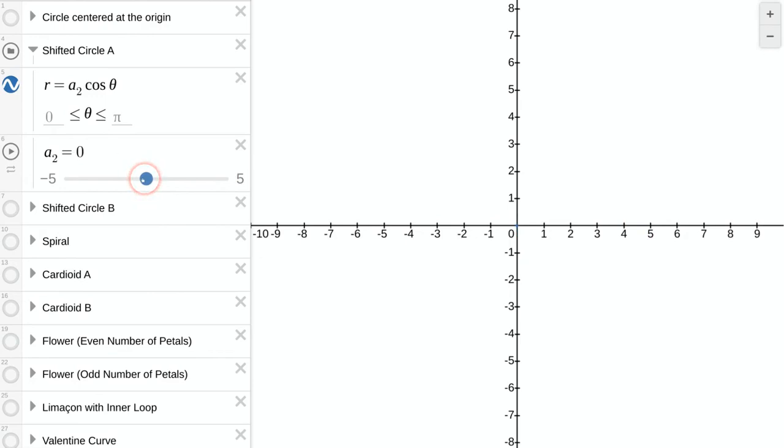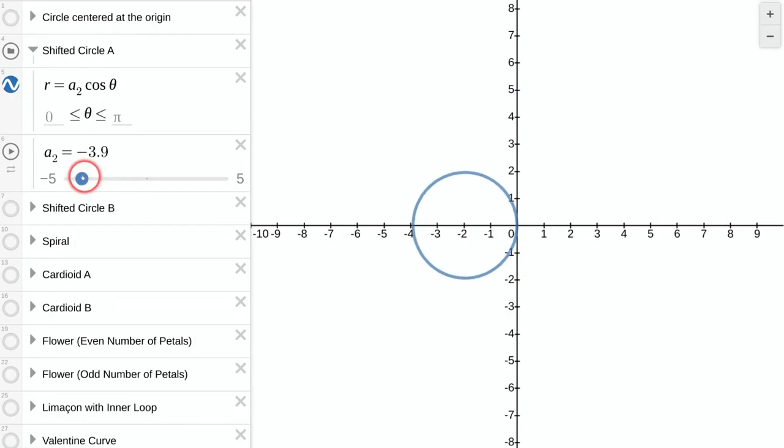So right now it's 0, and for small values it's really hard to see the circle unless I zoom in, but I'm not going to zoom in right now because I still need to do the other curves. And as you can see here, the circle will show up on the other side of the y-axis when you go in the negative direction. So in this case, if you get a negative number in front of the cosine theta, we are going to get the circle on the left side of the y-axis.